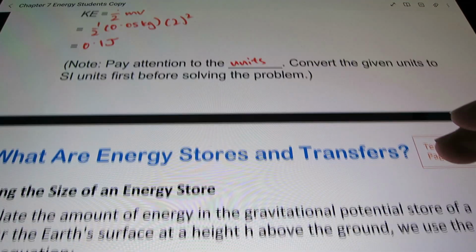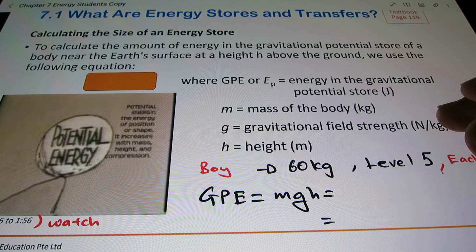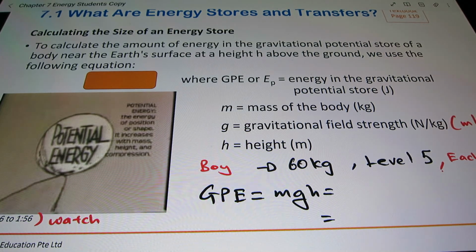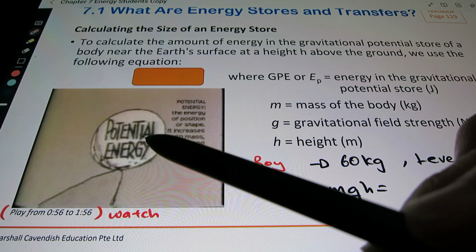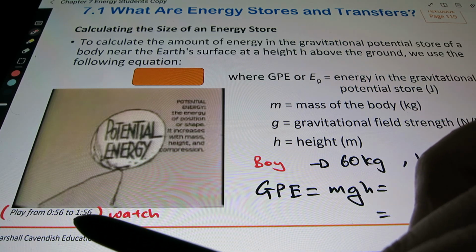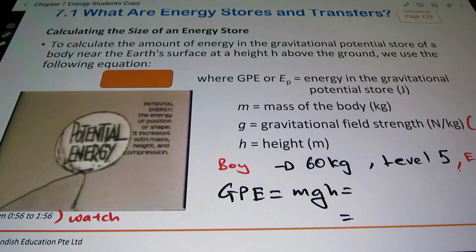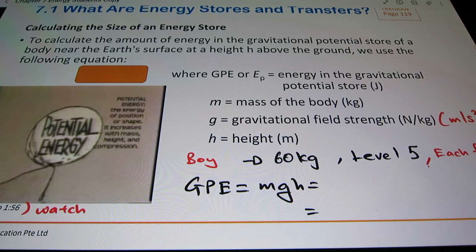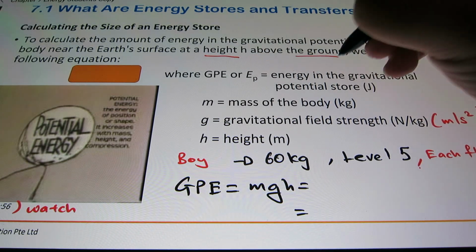Alright, so the next energy that you should be able to calculate is gravitational potential energy. So I would like you all to go and click on this video. It's actually the same video as the kinetic energy one, but I want you to now watch it from the 56 second to the 1 minute 56 second mark. Alright, so gravitational potential store, as you recall, has to do with how high up above the ground. So it has to do with the height above the ground.